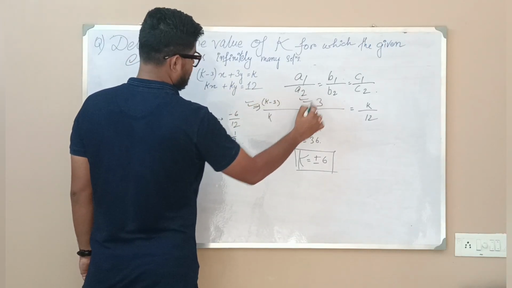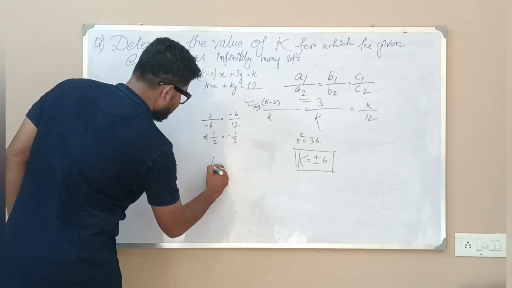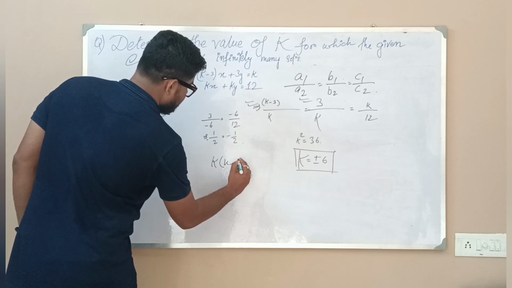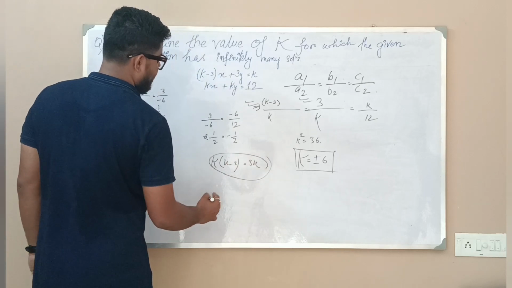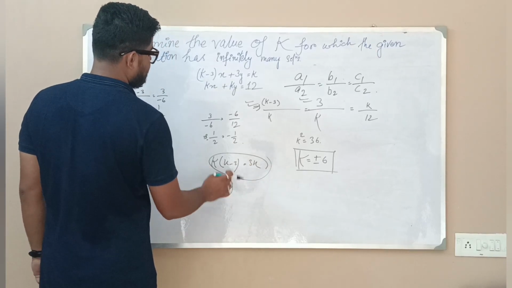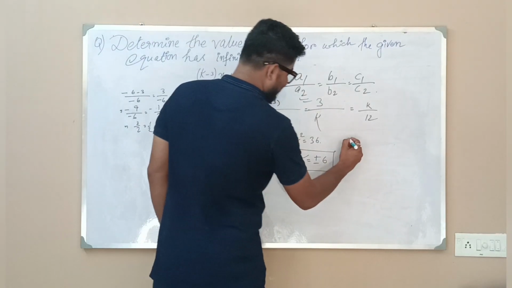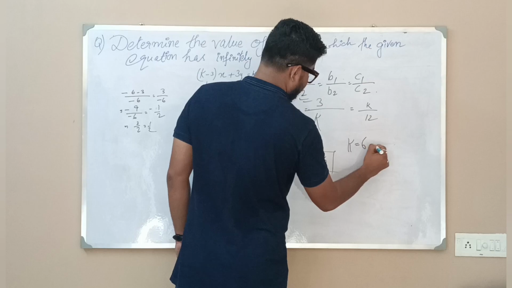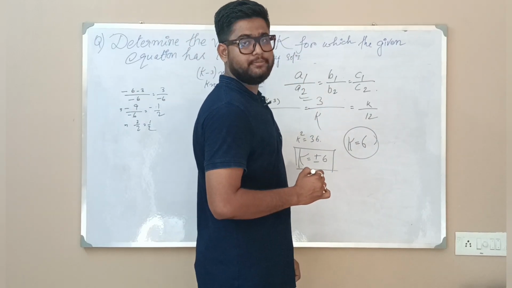Okay, these two equations, that is which two equations? That is k into k minus 3 equals 3k. It will not be satisfied by minus 6. When the value of k is minus 6, it will not be satisfied. So for that reason, we'll only take the value of k as positive 6. Okay, is it clear to you?